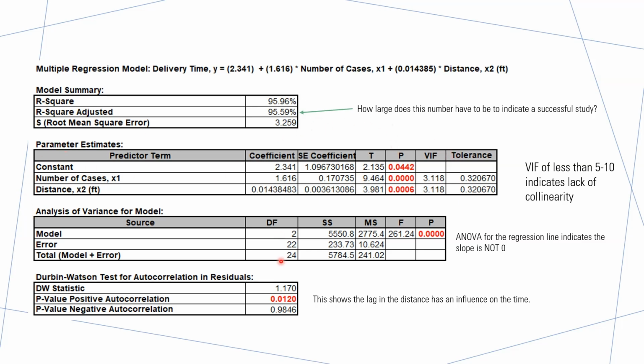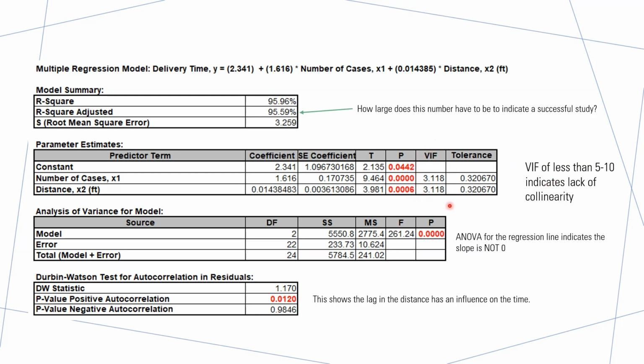We look down at the parameter estimates, and both the number of cases and the distance are extremely significant, much lower than 0.05, less than 0.001, so significant at 99% plus.